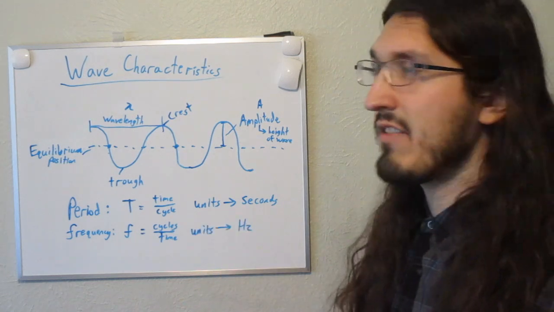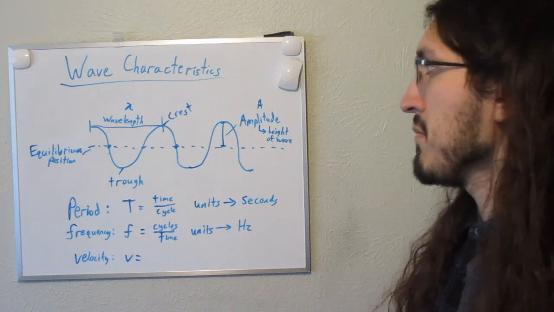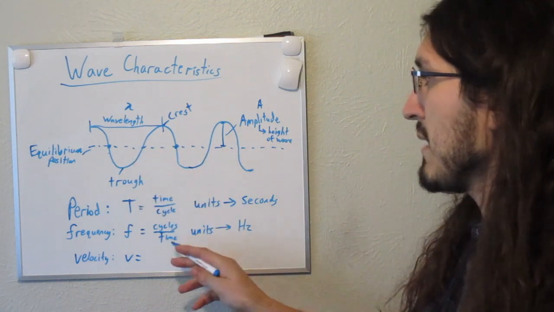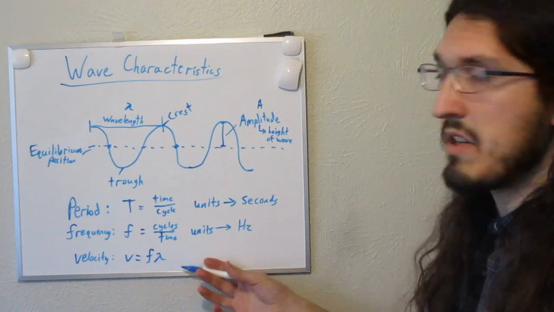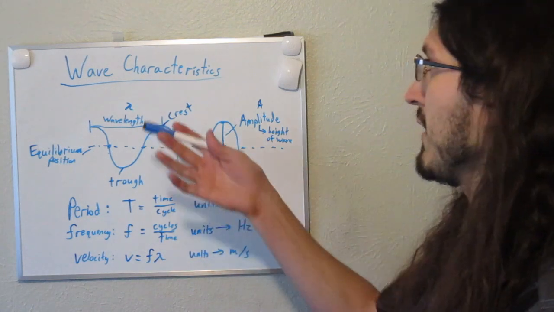The last characteristic that we need to talk about is the wave velocity. The velocity of the wave can be found by multiplying the wavelength times the frequency. And that gives us this equation. And velocity, of course, has units of meters per second. Okay, so that sums up all the different wave characteristics.